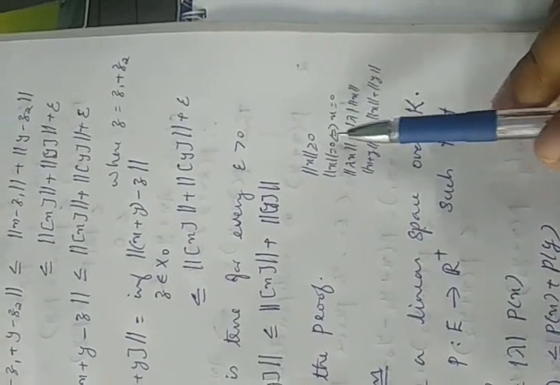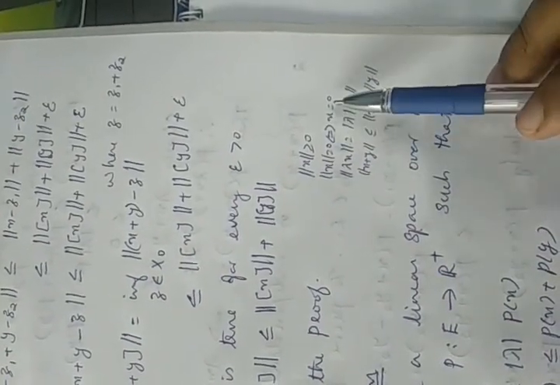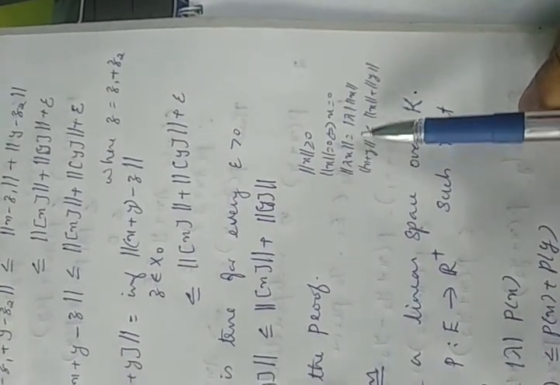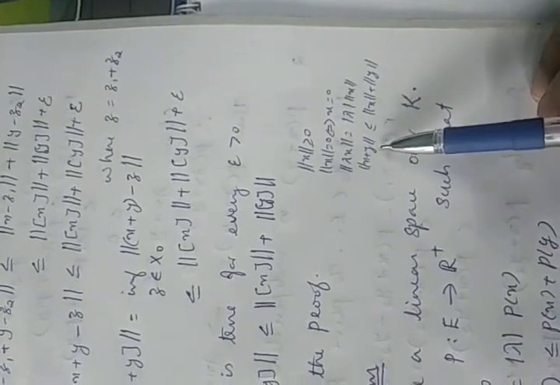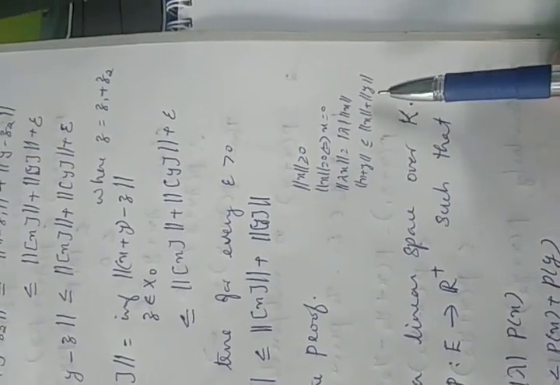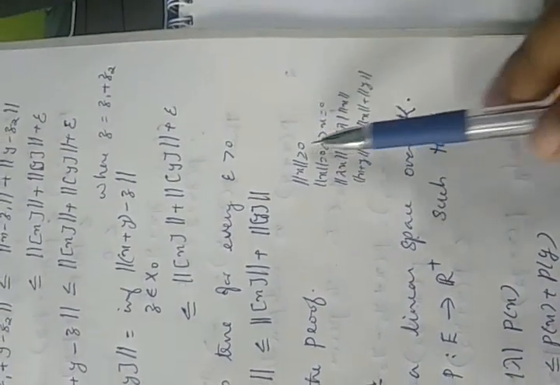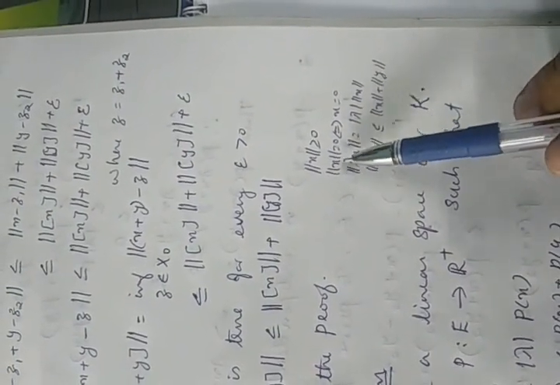That is, norm x greater than or equal to 0, norm x equal to 0 if and only if x equals 0, norm of lambda x is equal to mod lambda into norm x, and norm of x plus y less than or equal to norm x plus norm y. Here, we relax one condition. That is, we consider the second one.